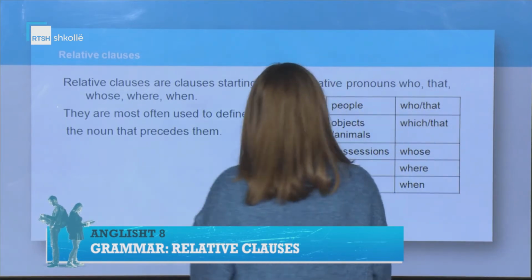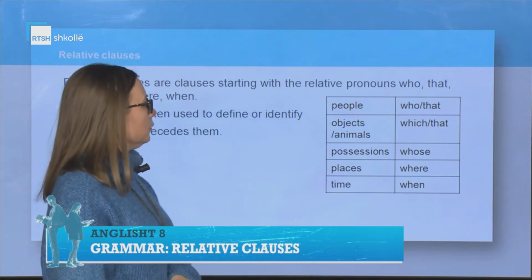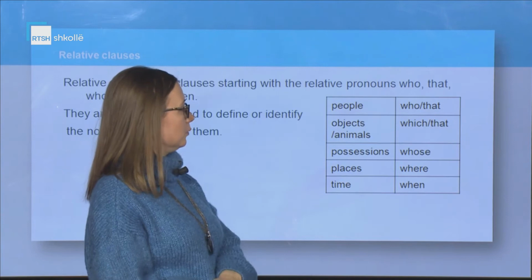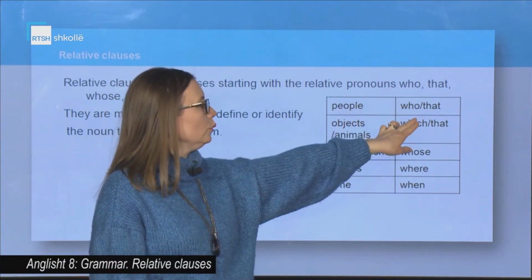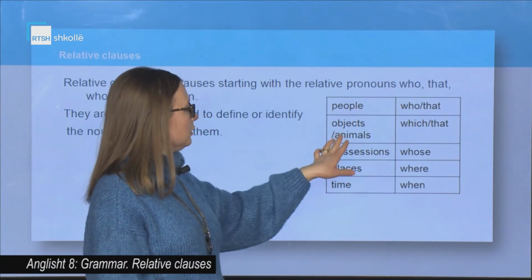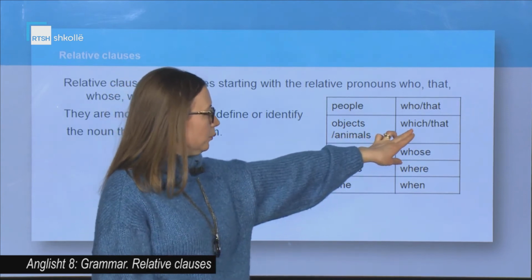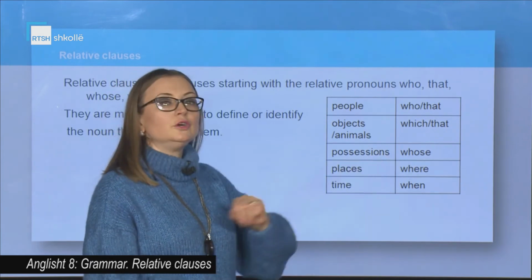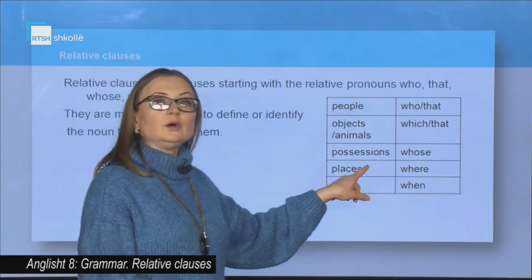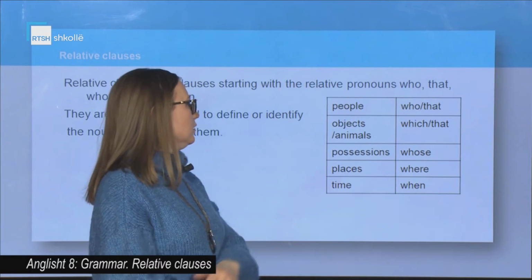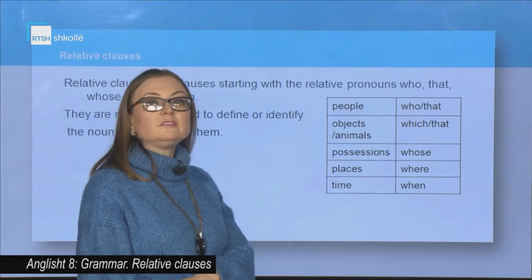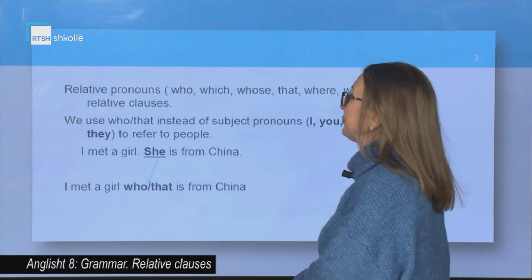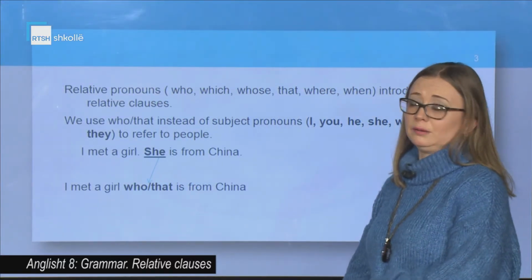We have a table here for you to refer to, showing exactly the relative pronouns. For people, we have who or that. For objects, we have which and that, and animals too. For possessions, we have whose. For places, we have where, and for time, we use when. Let's take them one by one.